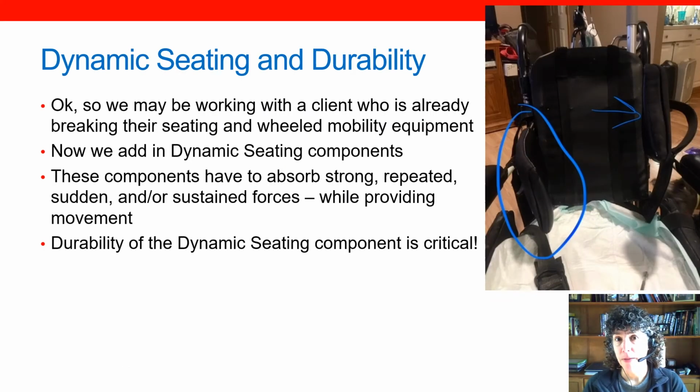So when we recommend dynamic seating for a client, it is often because that client has already created damage or there's been actual equipment breakage to the seating system, the mounting hardware, or the wheelchair frame itself. The dynamic component is supposed to absorb those forces to prevent breakage. Because of this, the dynamic component has to be strong enough to prevent this breakage while being able to move. That's quite a tall order. Durability of the component itself is critical.